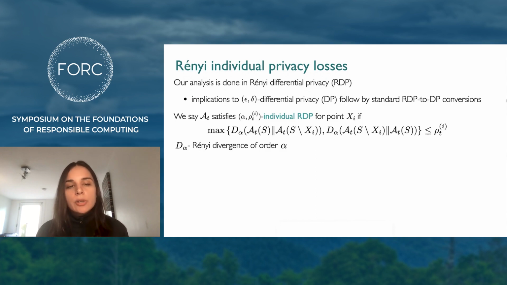Specifically, the main notion of individual privacy loss that we'll be dealing with is the following. We will say that an algorithm A_T satisfies (alpha, rho_T^i) individual RDP for point x_i if this inequality right here holds. In particular, we're looking at the Rényi divergence between an output and the same output that we would report if we remove a specific point x_i rather than any arbitrary point x_i.